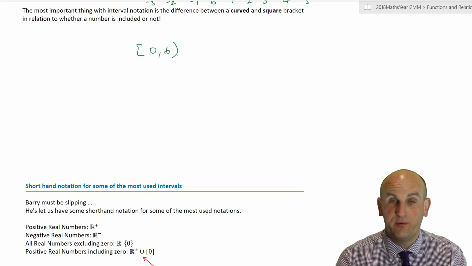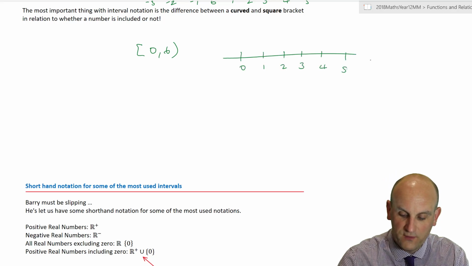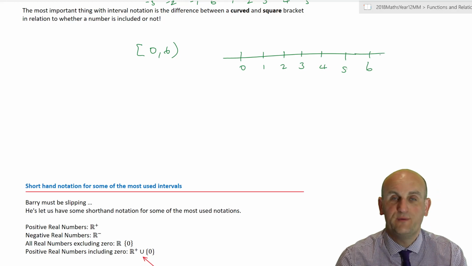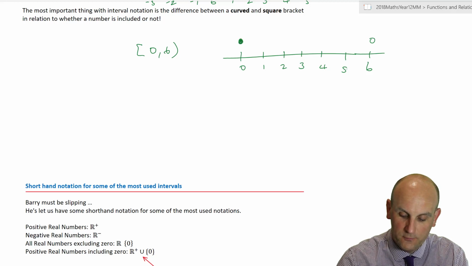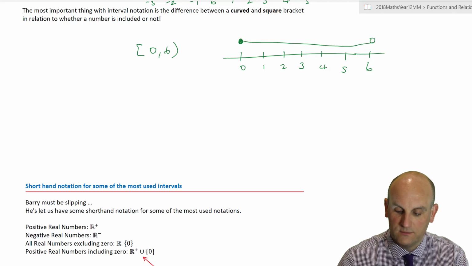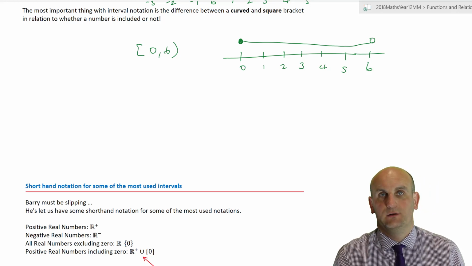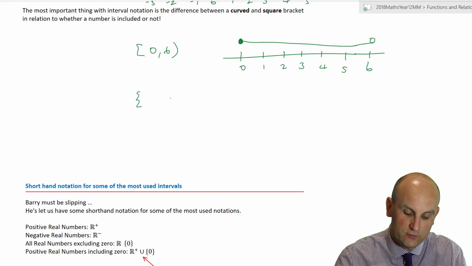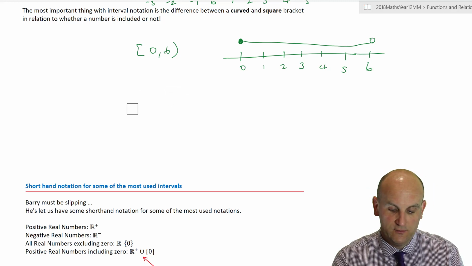0 to 6 with a curved bracket. What would that mean on a number line? Well, it would mean 0, 1, 2, 3, 4, 5, and 6. The curved bracket does not include the 6, so that would be an open circle. The square bracket includes the 0. And so that was a really shonky straight line, but that would describe that interval. Now, again, remember the difference between a curved bracket and those square brackets. Critically important when you do these things.